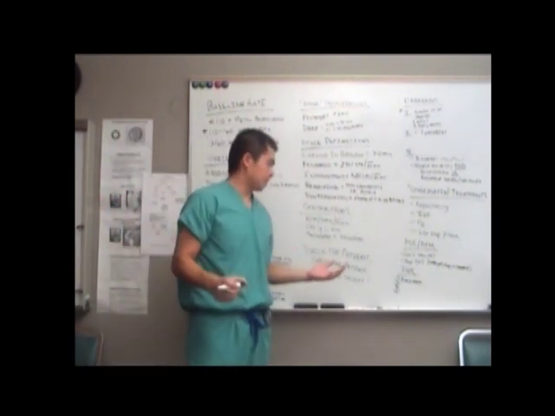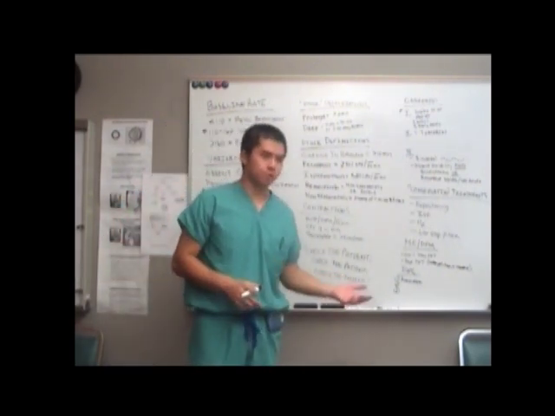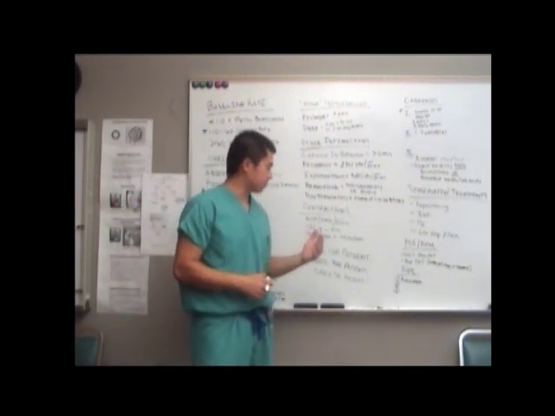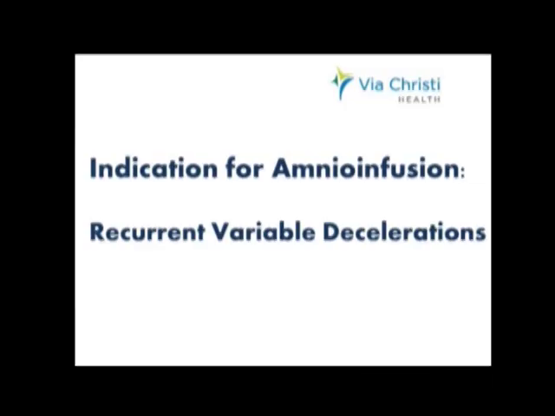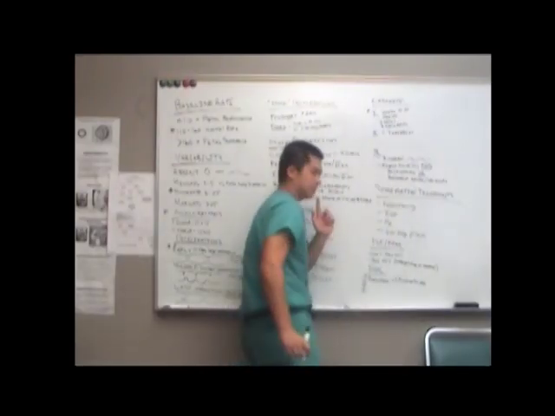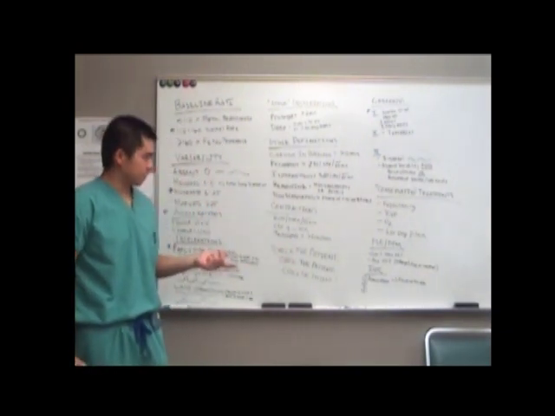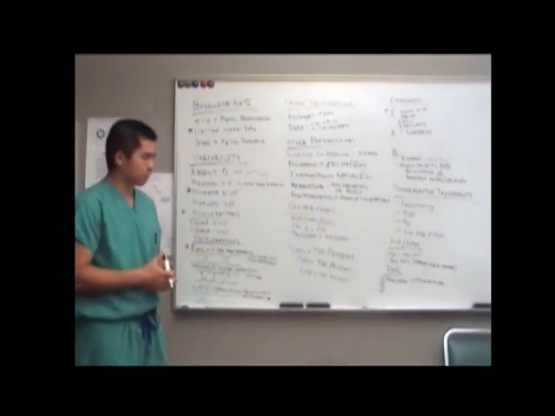You could theoretically stick an IUPC in between the membranes of someone who's not ruptured, but they need to be ruptured in order for it to be effective. And so in order to administer an amnio infusion, you need an IUPC in. And there's only one indication for an amnio infusion: recurrent variables. So again, think about what the cause is, think about what you're doing physiologically, and how it works. So variables are caused by what? Fetal cord compression, especially maybe after you've broken their water.